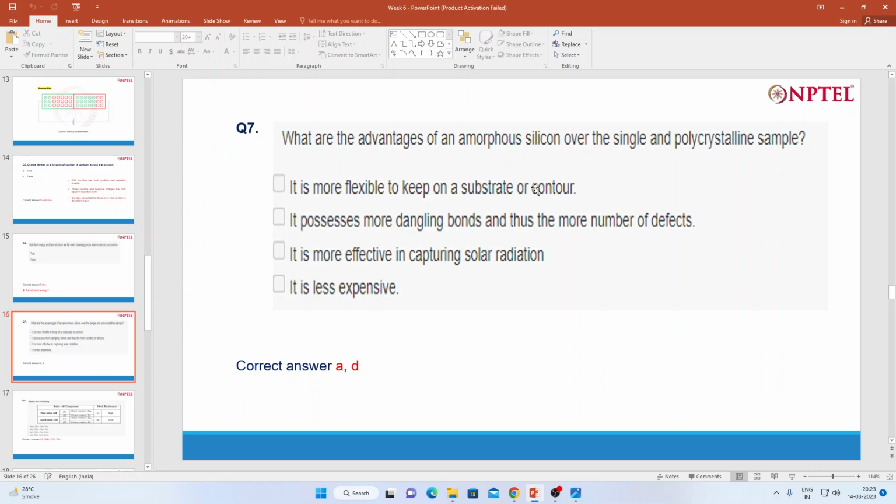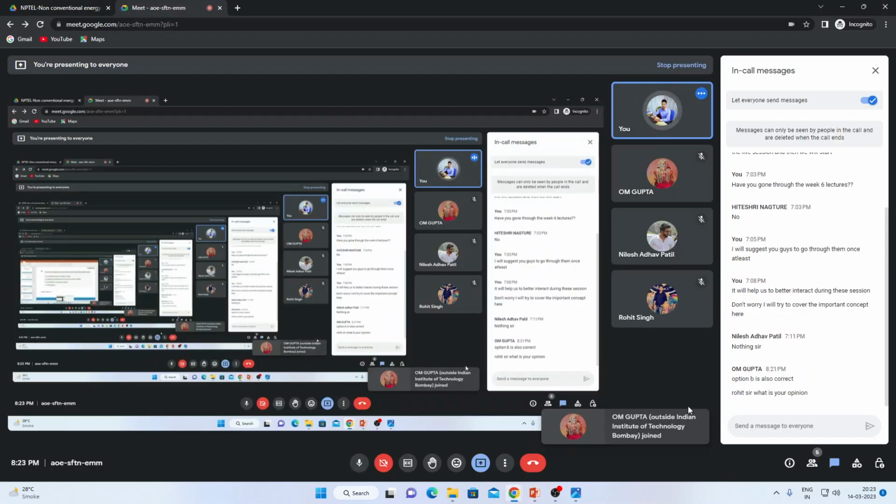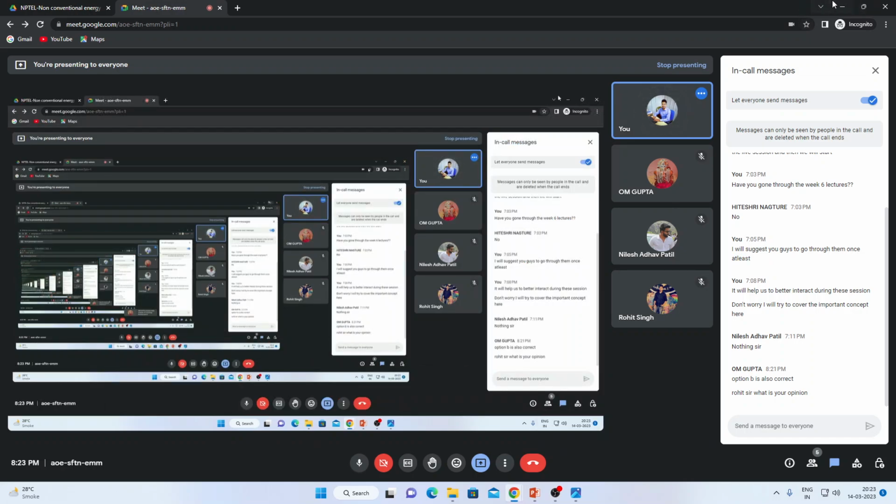Why? Because in amorphous silicon, the particles are not arranged as in a crystalline silicon sample. So whatever is a defect is actually normalized over the area, so there are no more number of defects as such than in a crystalline sample. Also, in crystalline samples there can be shearing defects and many other types of defects. So amorphous silicon has this kind of benefit. Okay, no other queries.